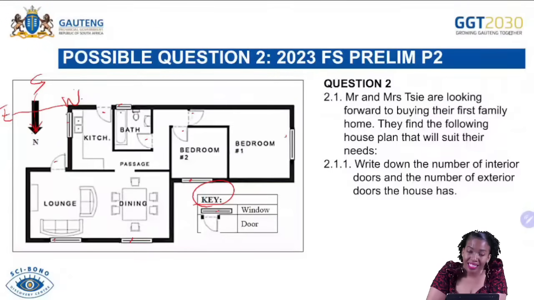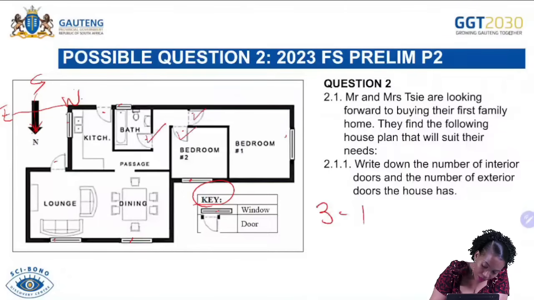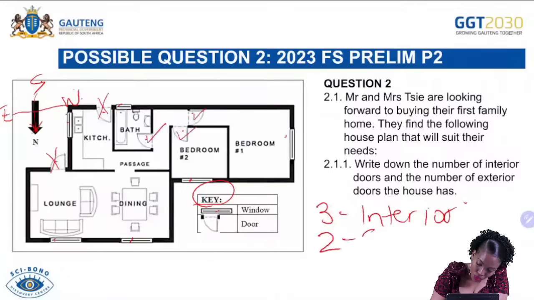2.1.1, you must write down the number of interior doors and the number of exterior doors the house has. So according to my understanding, I am going to take the exterior doors as the doors that are taking us to the outside. So the interior doors would be your 1, 2, 3 interior doors. So I'm going to say these 3 interior doors. And the doors that are allowing us to go outside would be 1 and 2. Then I will say there is 2 exterior doors.